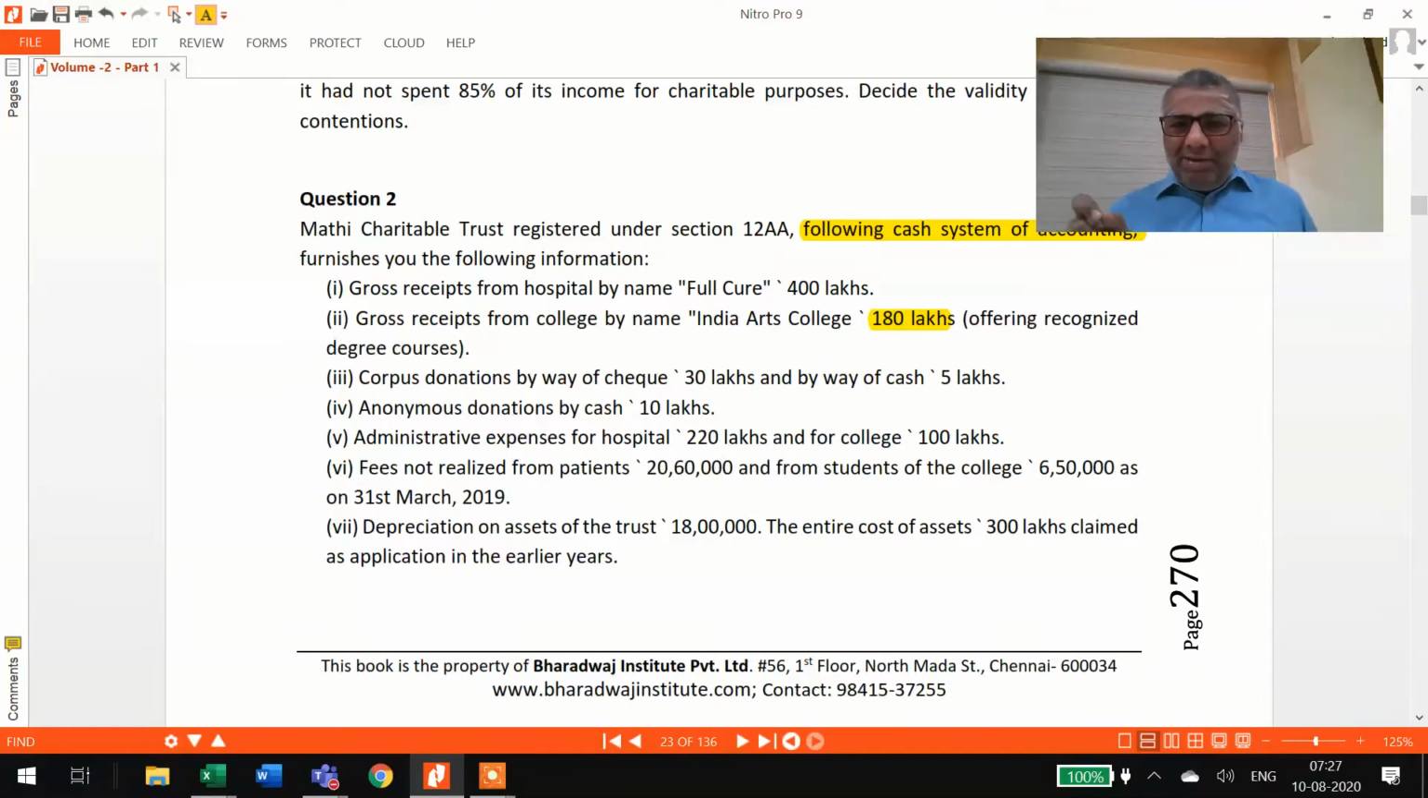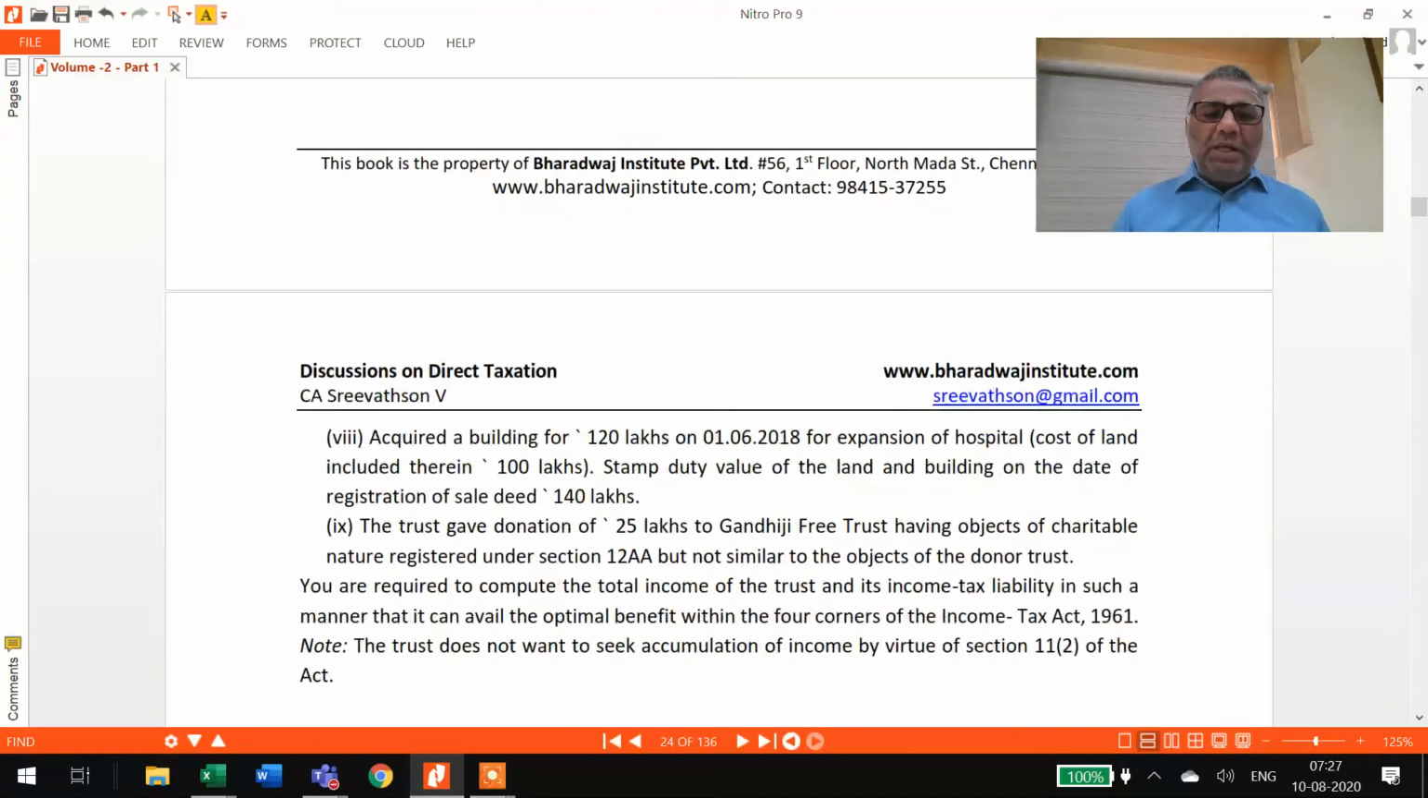We will take 580 and reduce this by 27.1, but actually these things should not be included because they are following cash basis. We should ignore adjustment number 6. Depreciation on assets of the trust: the entire cost of the asset has been claimed as application, so I will not allow it as deduction.